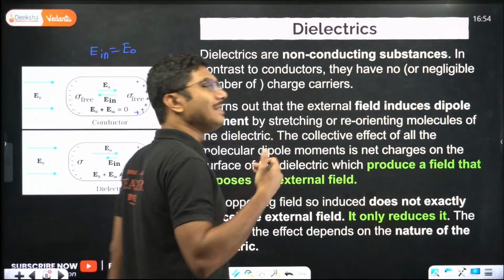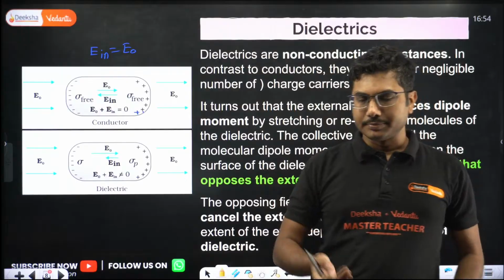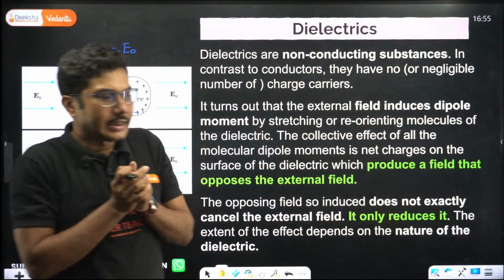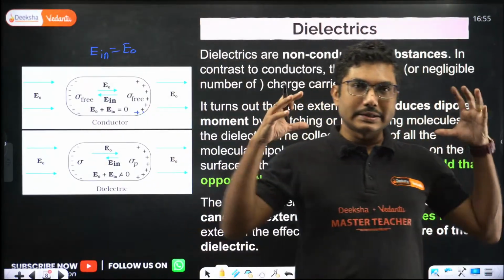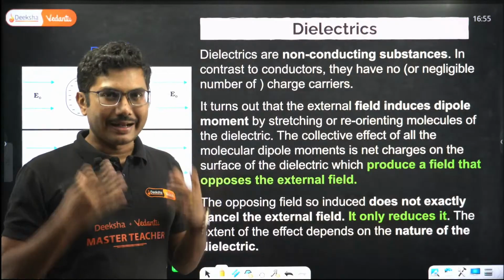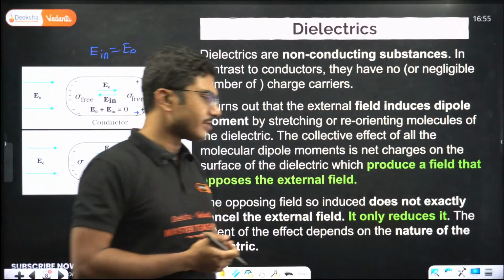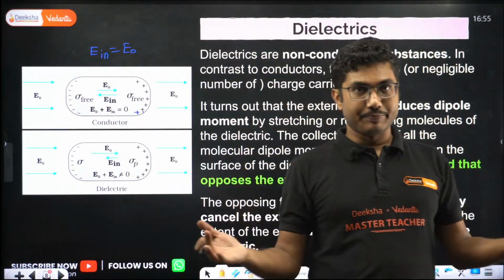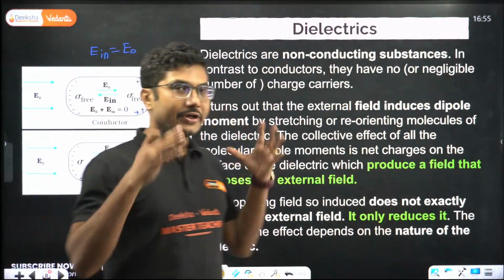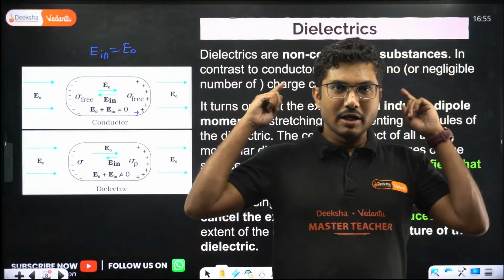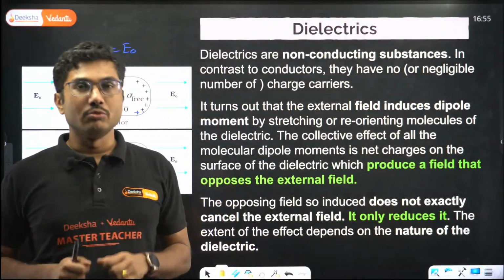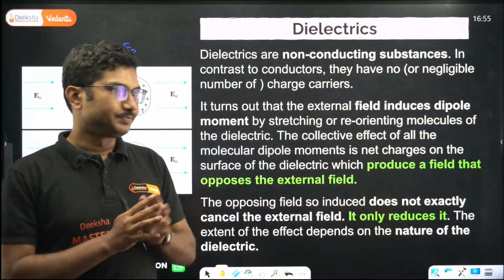Charge carrier means free electrons or ions. So they have neither ions nor free electrons. Everything is sitting tightly inside the molecule, and the molecule is keeping everything together. Obviously they have charge, positive and negative, but they are not free to move. It's like a very strict classroom where the teacher makes sure everyone is sitting in their particular position.